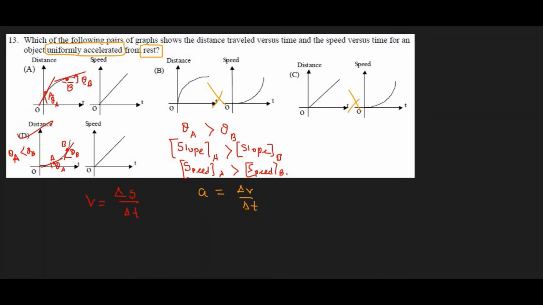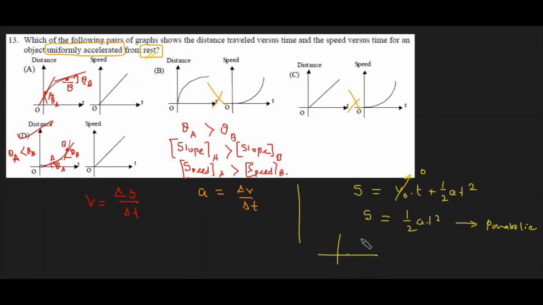And in a different way, let's analyze the equation. We have the distance-time equation, s equal to initial velocity into time t plus half into acceleration into t square. Now it's given that it started from rest, which means initial velocity is equal to 0, so s equals half a t square. This graph represents a parabolic graph, and its nature would be represented this way. So by analyzing the equation also, we can say that D would be the correct answer.